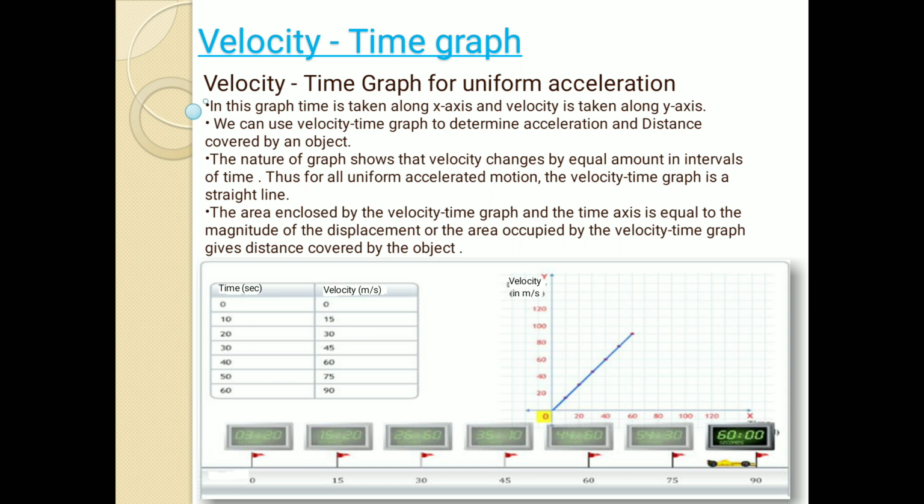So what is the use of the velocity time graph? We can measure acceleration. Second, we can measure distance covered by the object. And in a velocity time graph, if the object is moving with uniform acceleration, it shows a straight line, not a curved line. And the third one is, if we measure the area in a velocity time graph, it is the distance covered by the object. Is it clear? So uniform acceleration is over.